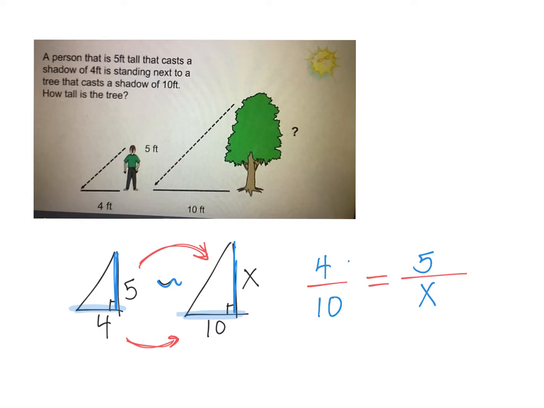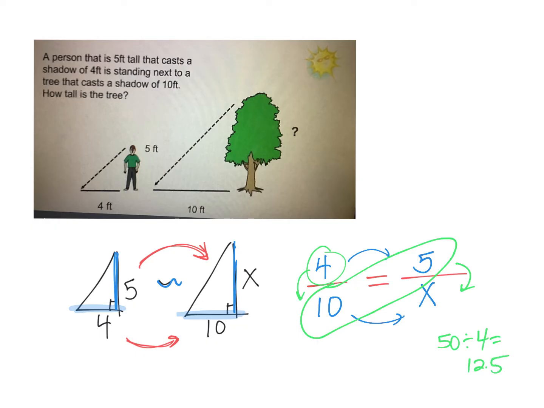Now if you have something like this, you can solve it three different ways. One way, you could ask, how do I get from 4 to 5? I'll do the same thing here. Or you could say, how do I get from 4 to 10? I can do the same thing going from 5 to X. Or your last way is you could actually cross multiply and divide. You could take 10 times 5, which is 50. You guys know that. And then divide by the number that's left, divide by that 4. So 50 divided by 4 gives me 12.5. So I know that that tree is 12.5 feet tall.